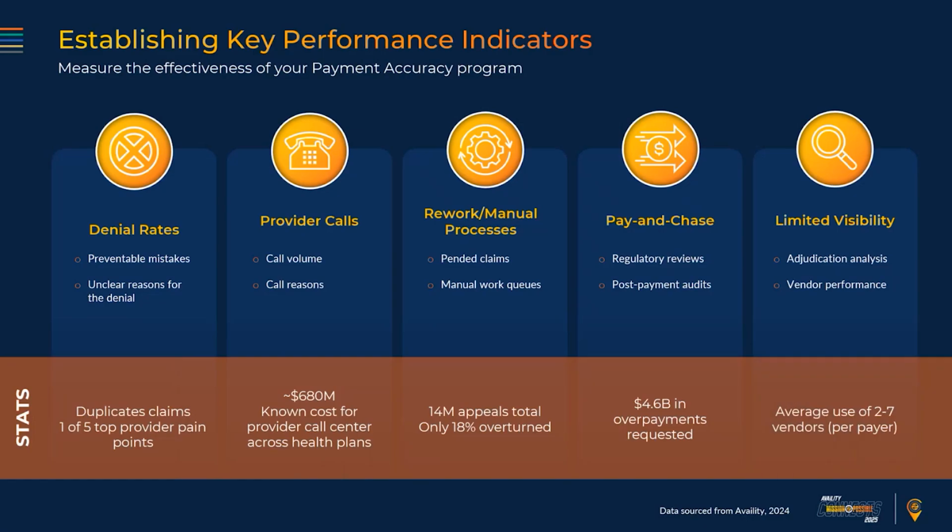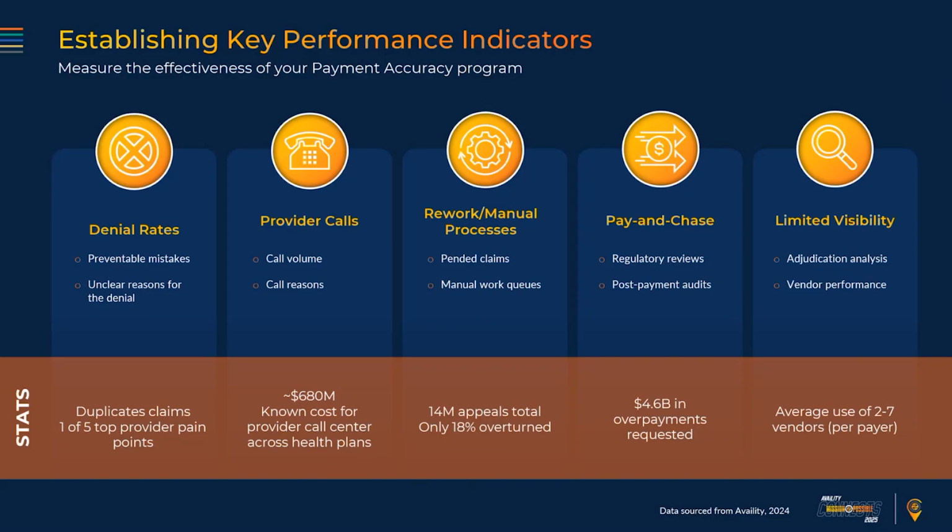Just a few brief statistics. We know that duplicate claims are still one of the top 5 provider pain points in the industry today. Those are, again, things we consider very solvable through payment accuracy. Provider call centers can cost approximately $680 million for health plans. That's across all health plans. So it's very expensive to staff something that you could potentially mitigate with better payment accuracy.